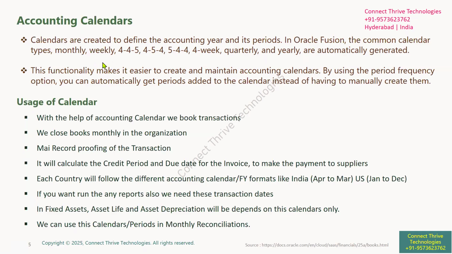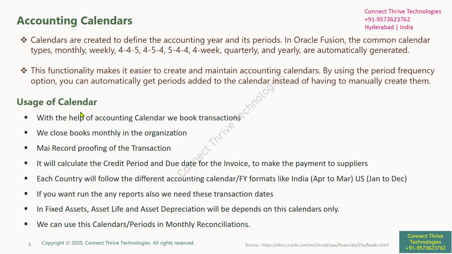There we have different types of calendar formats: monthly, weekly, quarterly, yearly, and then the 445 format, which I will explain. This functionality makes it easier to create and maintain the accounting calendar by using the period frequency option, and you can automatically get the periods added to the calendar instead of creating them manually. Earlier in EBS we had to load the calendar using the data loader, or else do it manually. But in Oracle Fusion, by simply clicking the add calendar button and adding a year, it will automatically add each year's calendar. It will save a lot of time.